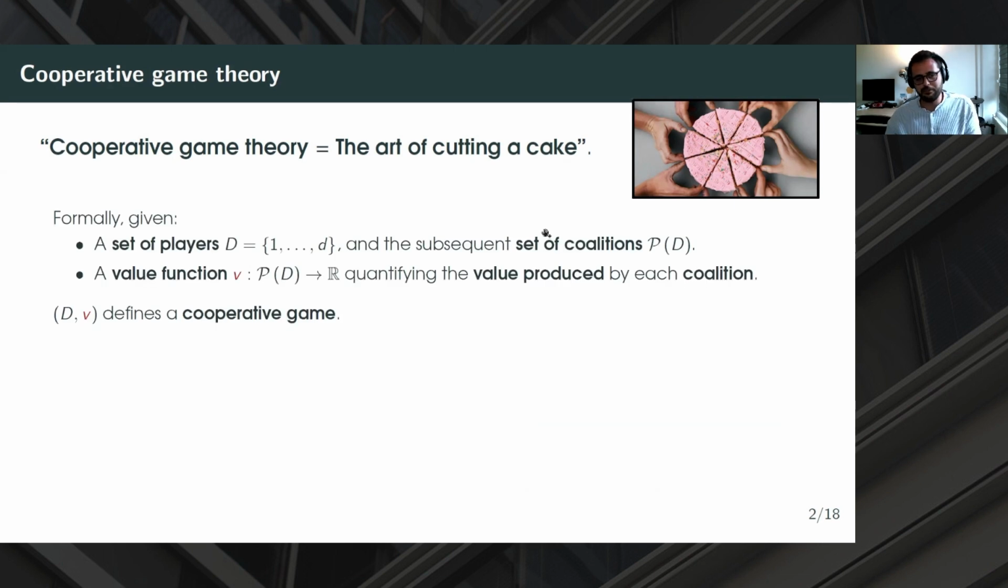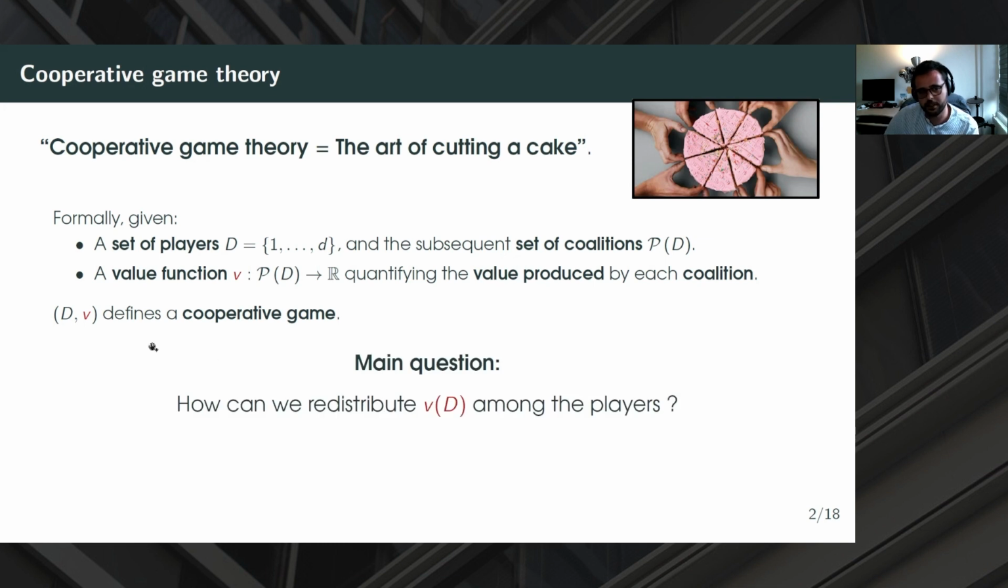Formally, I have two things. The first thing is a set of players, which I'm going to denote D, and a set of coalitions of players. So P of D is the power set of D. It's the set of all subsets of D. Then I have a value function, which is a set function, which takes a coalition of players and outputs a value in R. Its goal is to quantify the value produced by a coalition. And the couple (D, v) defines what's known as a cooperative game.